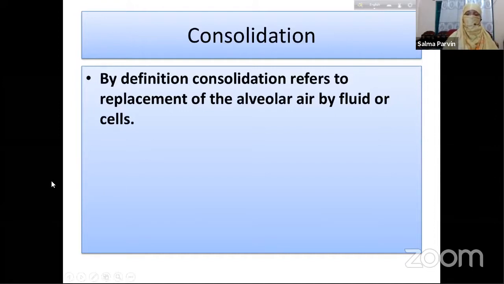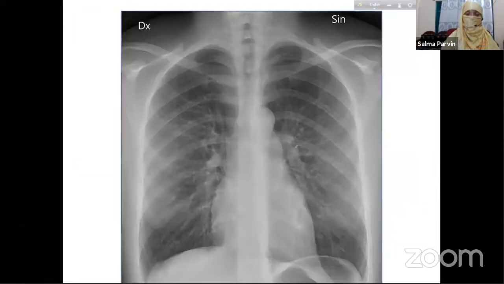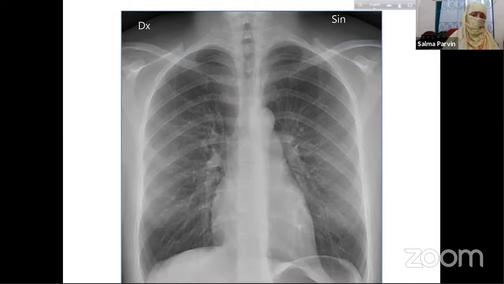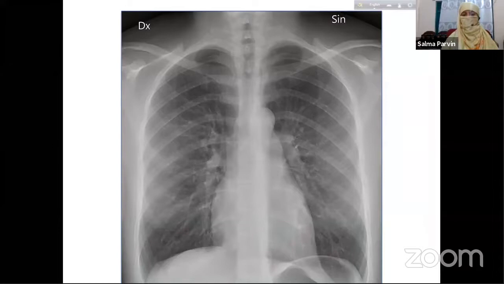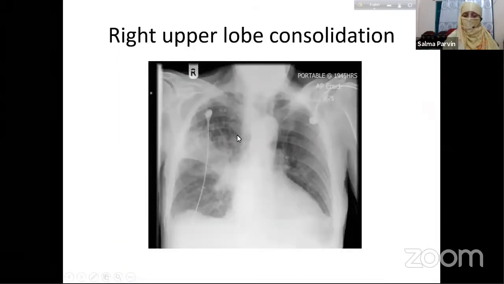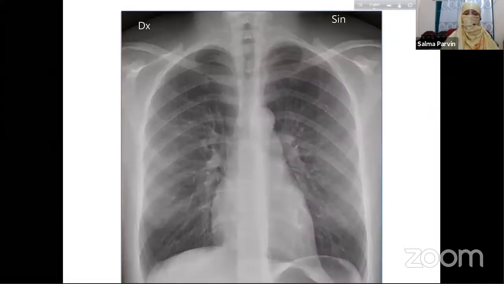What is consolidation? By definition, consolidation refers to the replacement of the alveolar air by fluid or cells. And before we go to the pathology of all these things, we really need to go through a normal chest X-ray review.